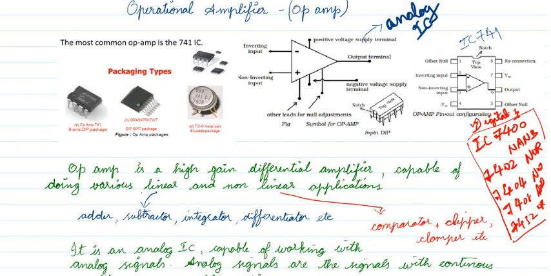But our operational amplifier is an analog IC. Why is it an analog IC? Because it can process analog signals. What is an analog signal? One which is continuous in time and continuous in amplitude.